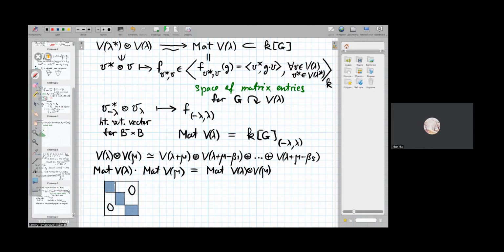And therefore, this space of matrix entries is just the sum of the spaces like this.